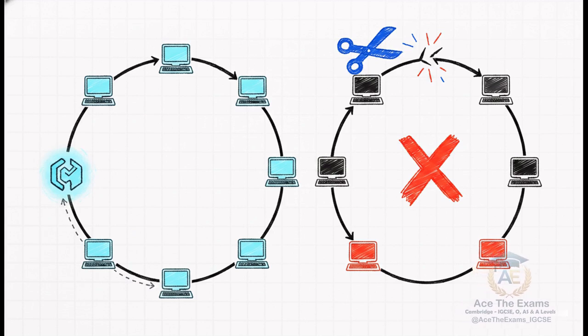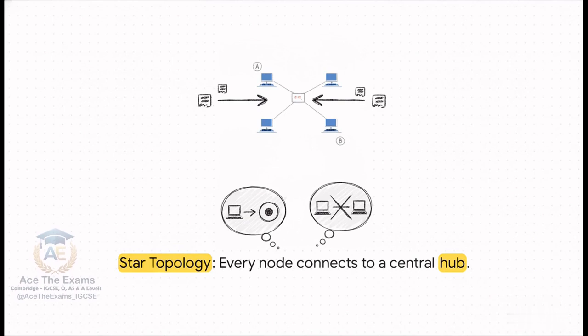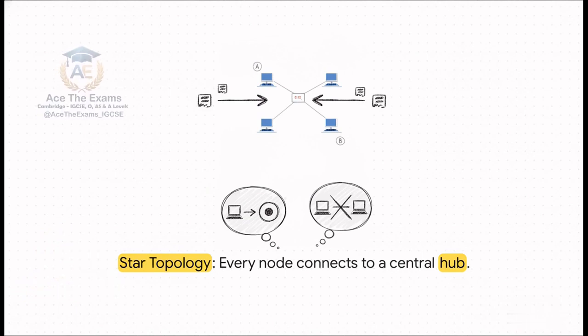But don't forget the downside for your evaluation questions. Troubleshooting is notoriously difficult, and if one node fails, the whole loop is broken. Here we have the star topology. All nodes connect to a central hub. This is incredibly popular in modern networks. Before we break down the exam strategy for the star topology, I need you to focus here.